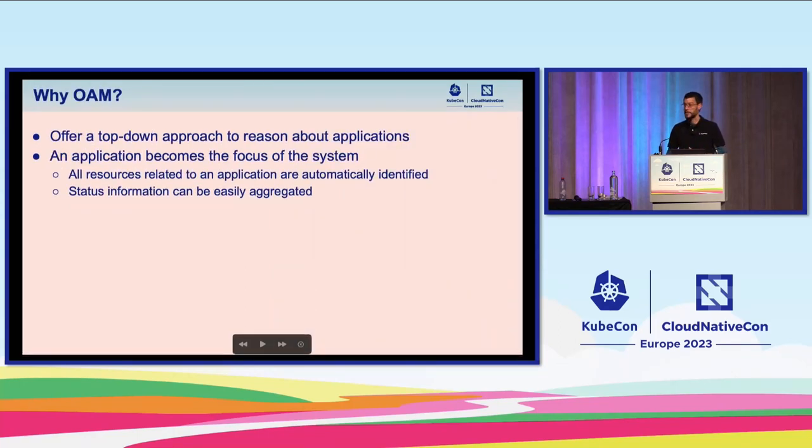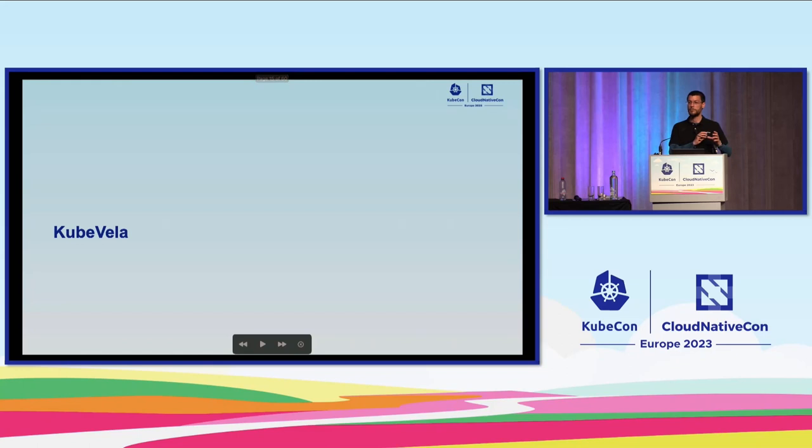So as I said, basically OAM starts with a top-down approach and is a way of having an application as the central entity about which we are going to reason on the system. Like if we want to check if the application is running, we will go to the application CRD, okay? So this is about OAM, the specification, what it aims to do.